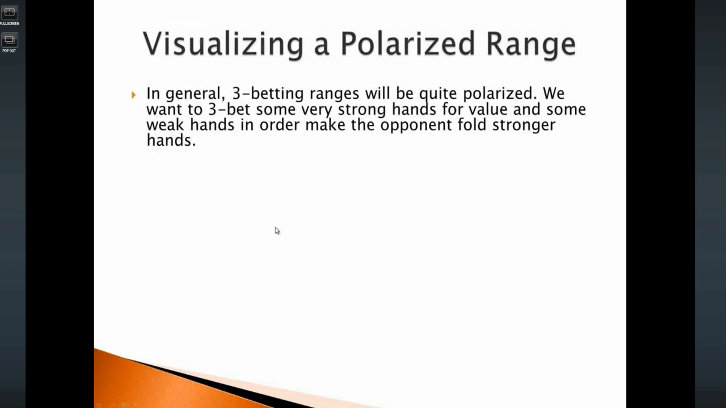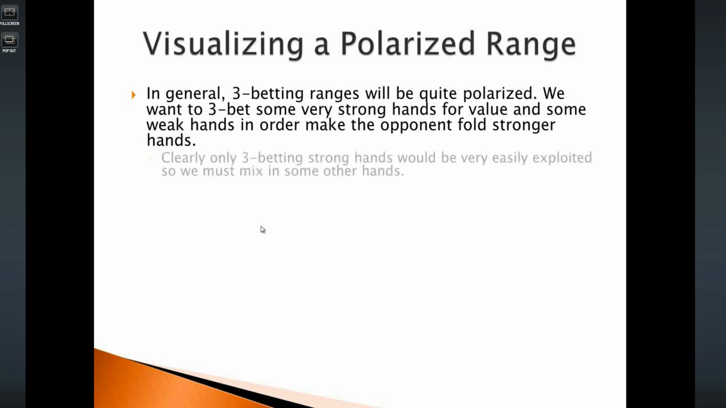In general, 3-betting ranges will be quite polarized. We want to 3-bet some very strong hands for value and some weak hands in order to make the opponent fold stronger hands. Clearly, only 3-betting strong hands would be very easily exploited, so we must mix in some other hands. So that's just a great way of saying all this conceptual theory seems to be making complete sense.